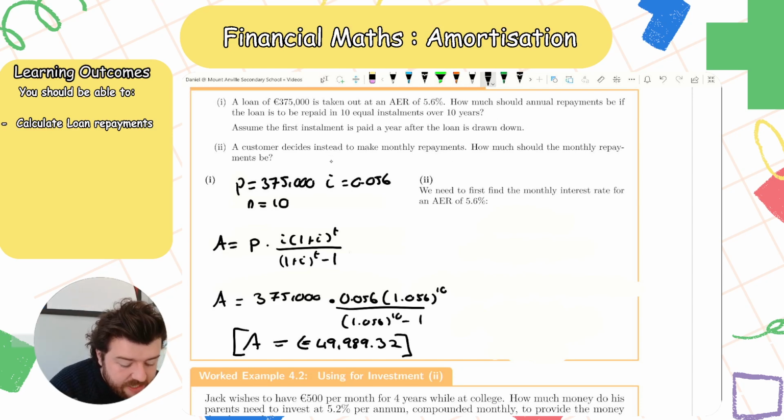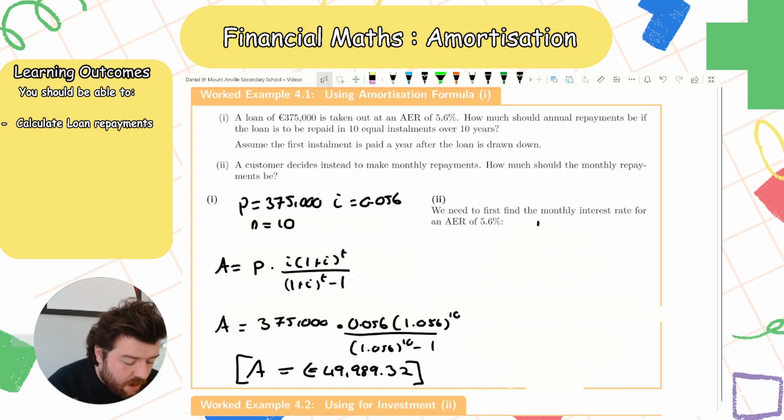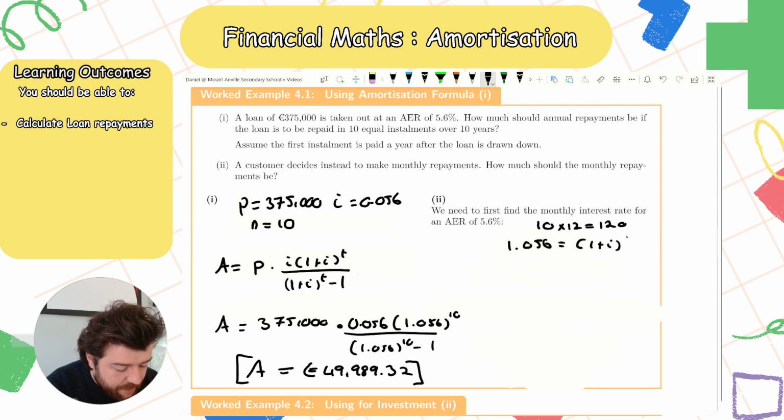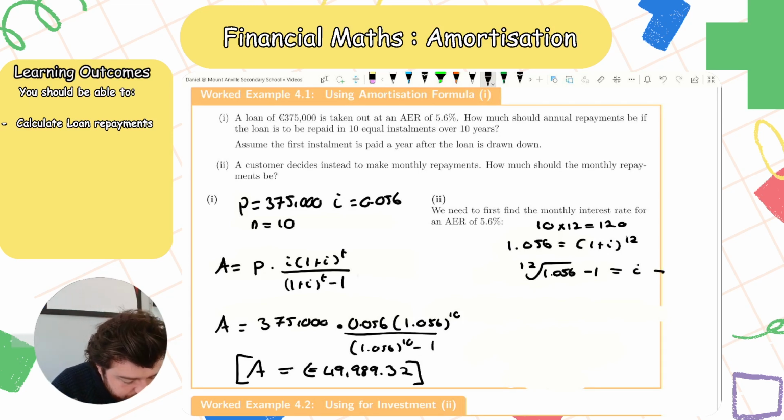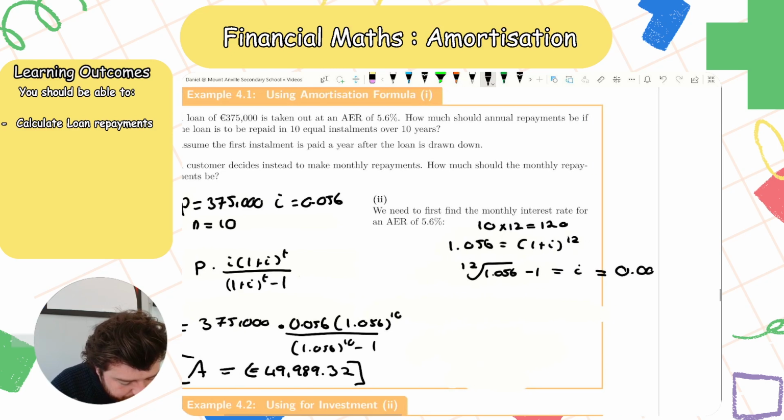Next part here, a customer decides instead to make monthly repayments. How much should the monthly repayments be? There are 10 times 12, 120 months. That means there's 120 payments. We need to find my monthly interest rate. We only have my annual interest rate. So 1.056 equals (1 plus I) to the power of 12. So the 12th root of 1.056, minus 1, is equal to I. And that is equal to, calculator, beep, 0.00455.